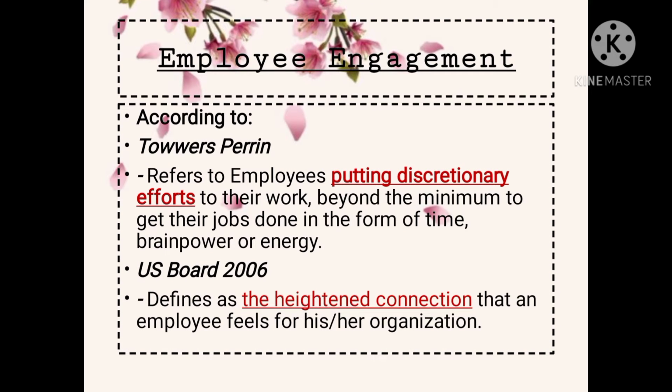Employee engagement. According to Towers Perrin, it refers to employees putting discretionary efforts into their work beyond the minimum to get their jobs done, in the form of time, brain power, or energy. Pay attention to the underlined words. For further understanding, according to Google, discretionary means voluntary. So, in other words, it is employees putting voluntary efforts into their work, not mandatory, but voluntary.